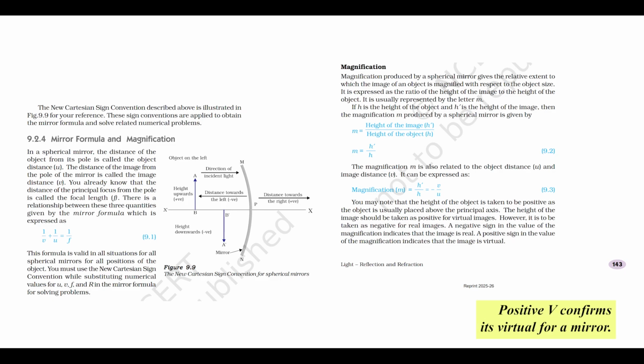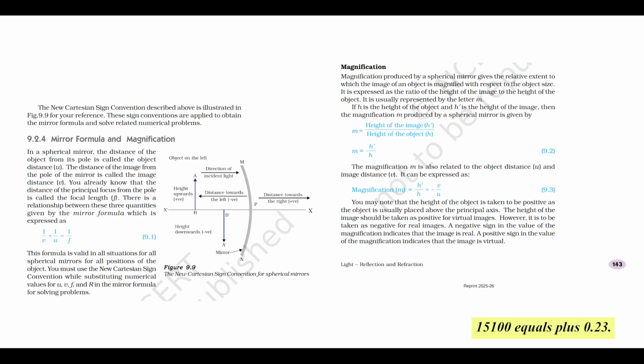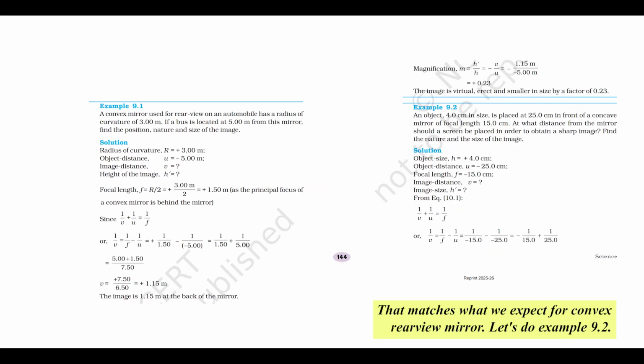Positive v confirms it's virtual for a mirror. Step 5, calculate magnification. m equals minus v/u. m equals minus (plus 1.15)/(minus 5.00), equals plus 0.23. Positive m, so virtual and erect. And 0.23 is less than 1, so it's smaller, diminished. Perfect interpretation. Step 6, state the result clearly. The image is virtual, erect, diminished, its size is 0.23 times the object, located 1.15 meters behind the mirror. That matches what we expect for a convex rearview mirror.